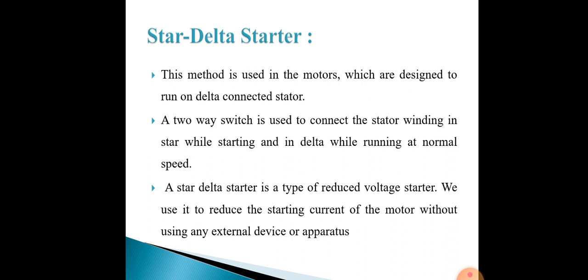When the motor speed reaches 70 to 80 percent of the normal value, the switch is changed to the run position, where the motor is connected in delta. Therefore the full voltage is applied to the motor in the running condition.